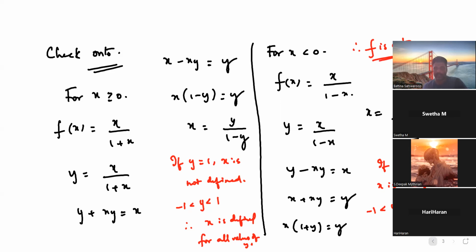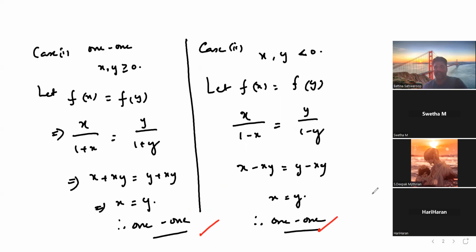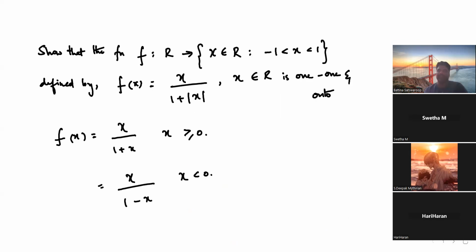We have already proved 1 to 1 and onto here. Therefore, it is both 1 to 1 and onto, or you can say, it is a bijective function. Okay?